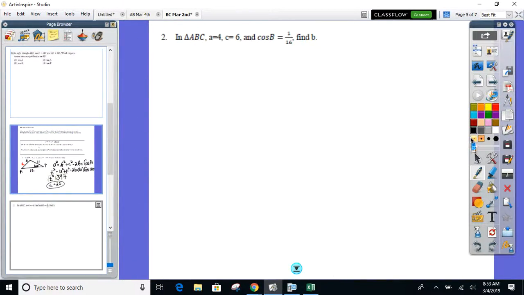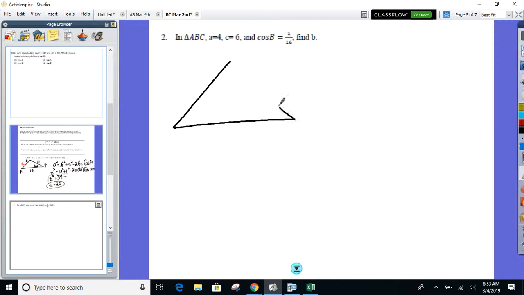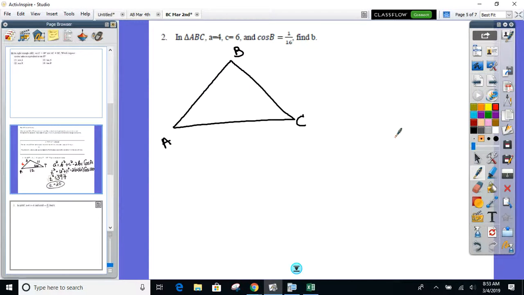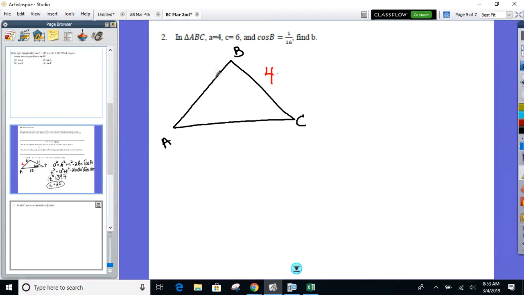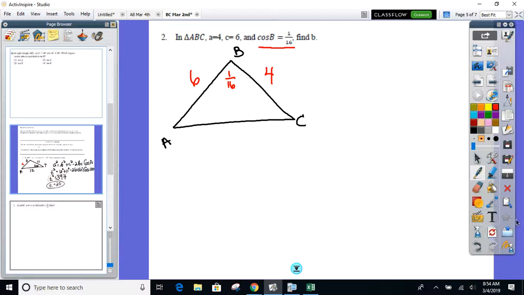Go ahead, triangle ABC. We got a little something new there for you. I got side a is 4, side c is 6. Oh, look what I did to you here. I didn't give you angle B. I actually gave you the value of cosine B is 1/16. I'm not a big fan of writing 1/16 in there because that looks like it's a degree, but I don't know.